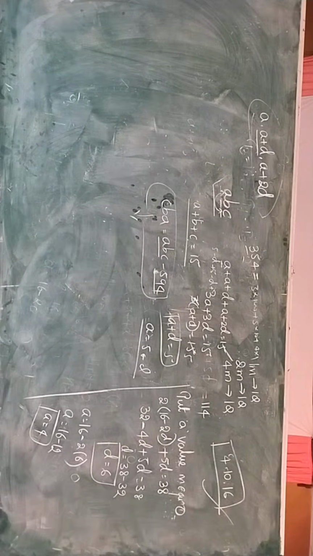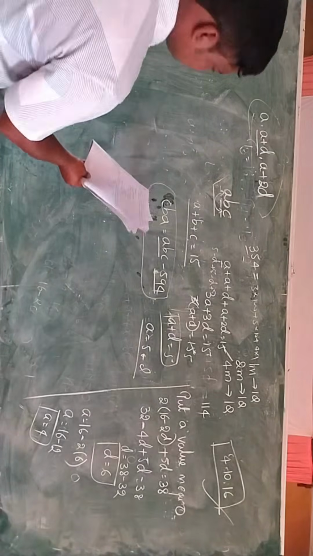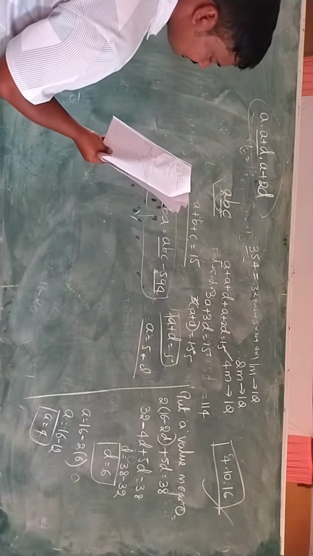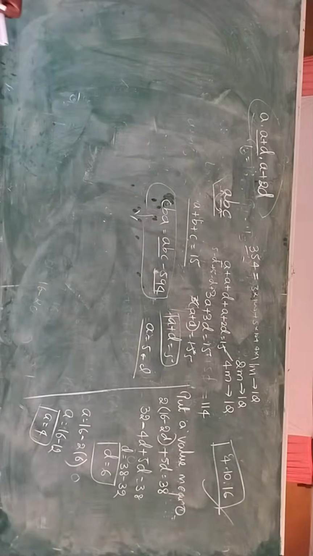Here you are wrong. 100 into a plus 2d. A plus d already, what now? Why didn't we substitute that? 200d minus 2d, 594. Okay, let me check it.